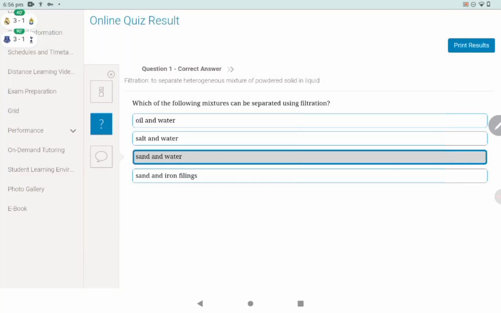We're doing chemistry for six. We show the following mixtures can be separated using filtration. Sand and water, as filtration is for insoluble solid with liquid.